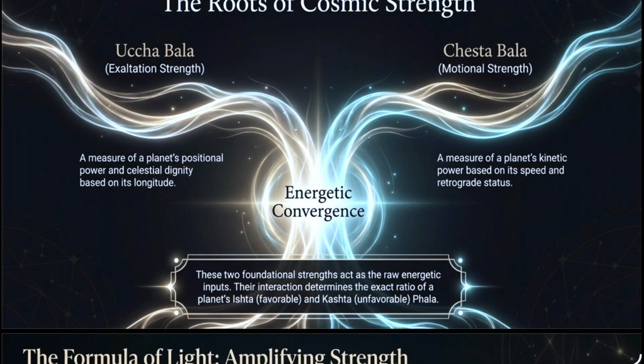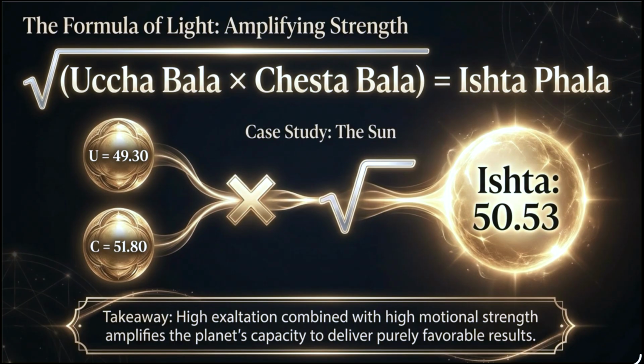For calculating Ishta Phala and Kashta Phala, the prerequisite is that we need to calculate the Uccha and Chesta Bala. Once we have both, we have a direct formula. The formula for Ishta Phala is the square root of Uccha of that planet multiplied by Chesta. For Sun, Uccha is 49.30 and Chesta is 51.80. If we multiply both of these, we get 2553.74. If we take the square root of it, we get 50.53.